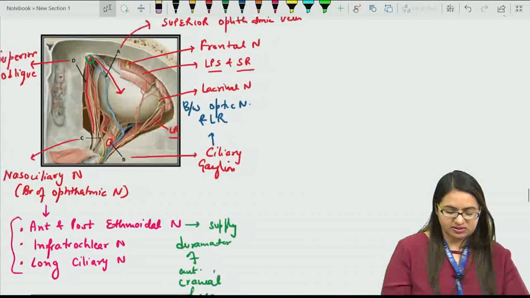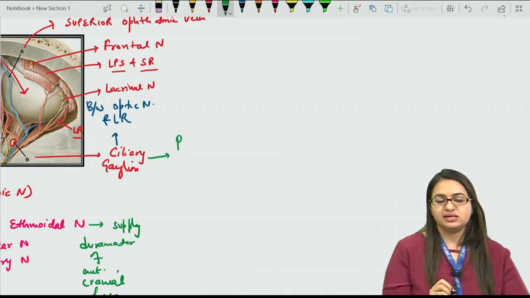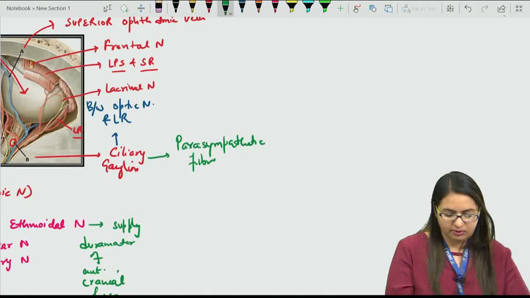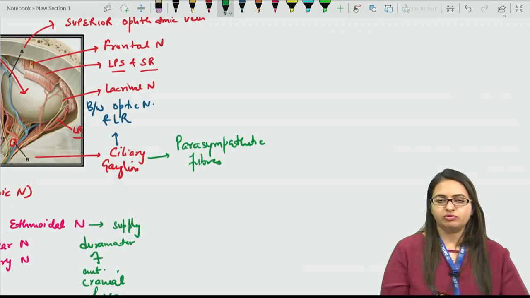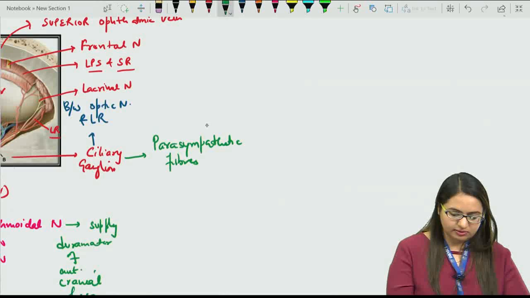The ciliary ganglion, as we have just discussed, carries the parasympathetic fibers which supply the ciliaris muscle and the sphincter pupillae muscle. These parasympathetic fibers come from the Edinger-Westphal nucleus, which is present in the midbrain. From there the fibers are carried through the oculomotor nerve and then the nerve to inferior oblique. Then they enter the ciliary ganglion, and from here the short ciliary nerves reach the ciliaris muscle and the sphincter pupillae. It supplies the ciliaris and sphincter pupillae.